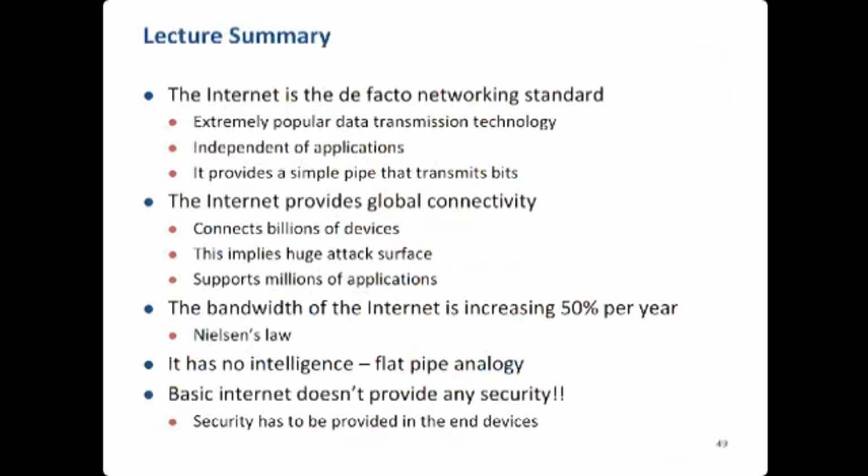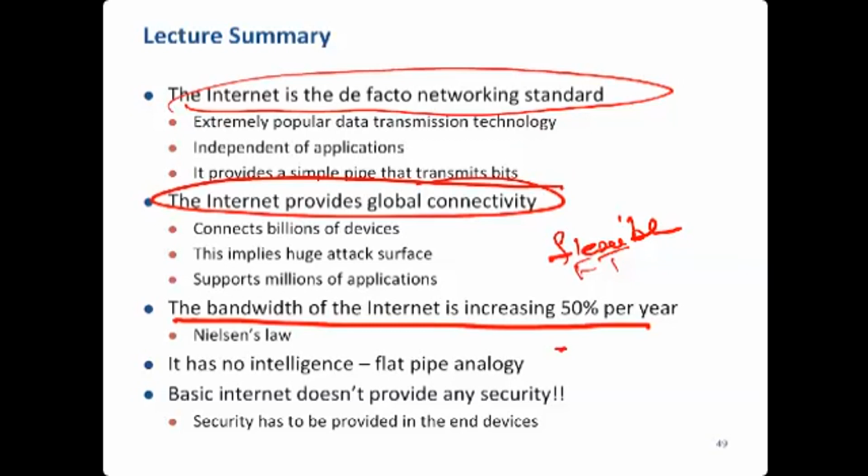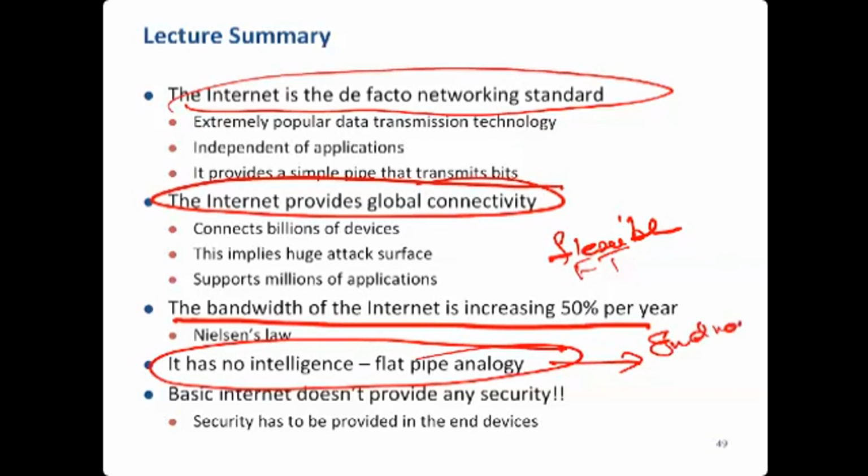To summarize, the Internet is a de facto networking technology. It provides global connectivity. It is extremely flexible, working from small bandwidth to large bandwidth. It is extremely fault tolerant. And it is because of the combined effect of Nielsen's law, Moore's law, and Metcalfe's law. The Internet has no intelligence of its own. It's like a flat pipe; intelligence lies only at the end nodes. So security is the responsibility of the end nodes only.